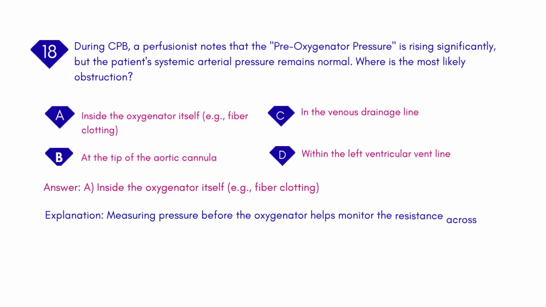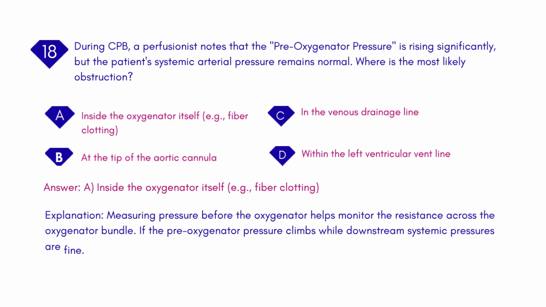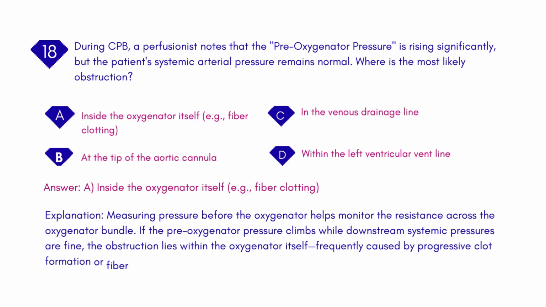Explanation: measuring pressure before the oxygenator helps monitor the resistance across the oxygenator bundle. If the pre-oxygenator pressure climbs while downstream systemic pressures are fine, the obstruction lies within the oxygenator itself, frequently caused by progressive clot formation or fiber fouling.